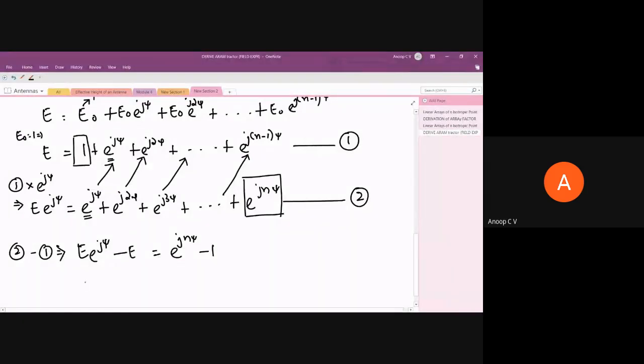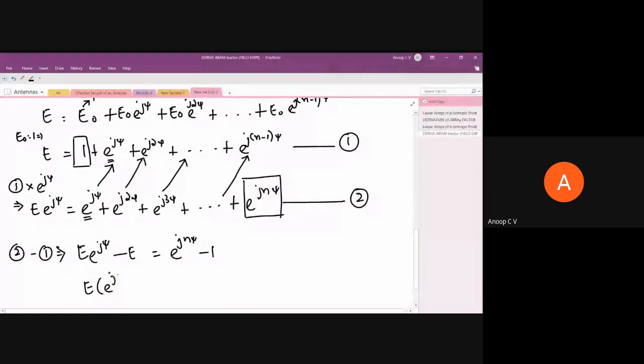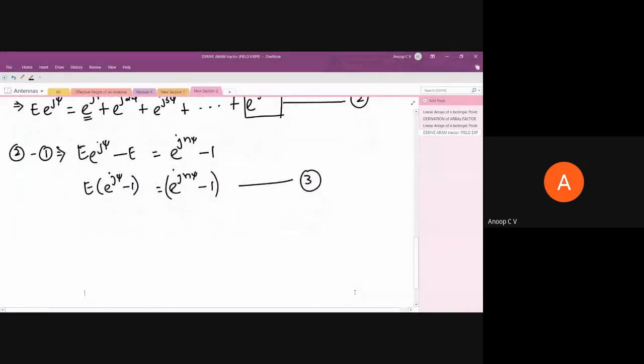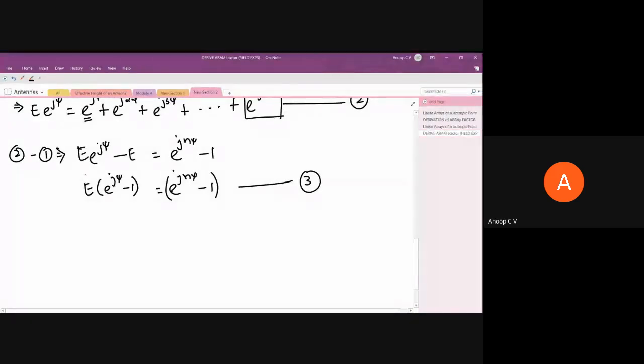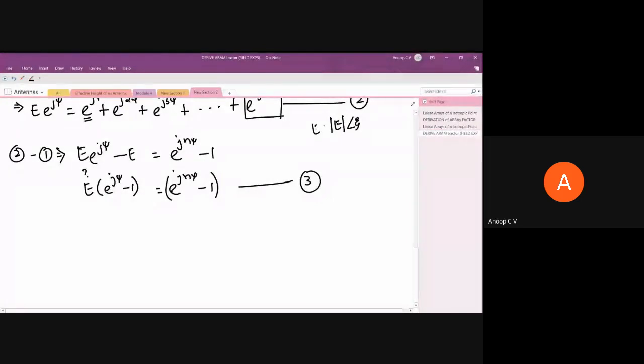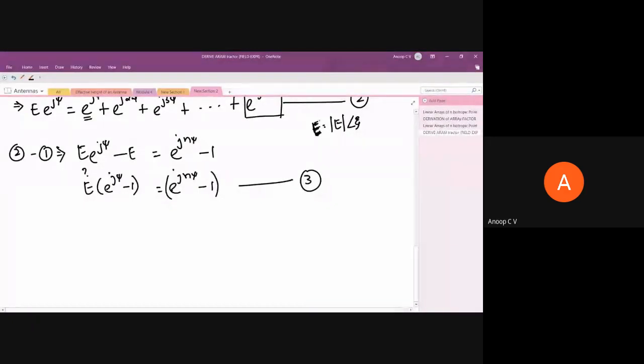So if I rearrange this, I'll get E times e power j psi minus 1 is equal to e power j n psi minus 1, right? I'll call it equation number 3. So from 3, I can straight away write what E is. We need to find out this E, both magnitude and phase. This E we are expecting we'll get something like mod E angle zeta. It's a phasor or a vector. It will have magnitude and a phase, right? Direction is already known. So you can see it as a phasor. This is what we have to find out.